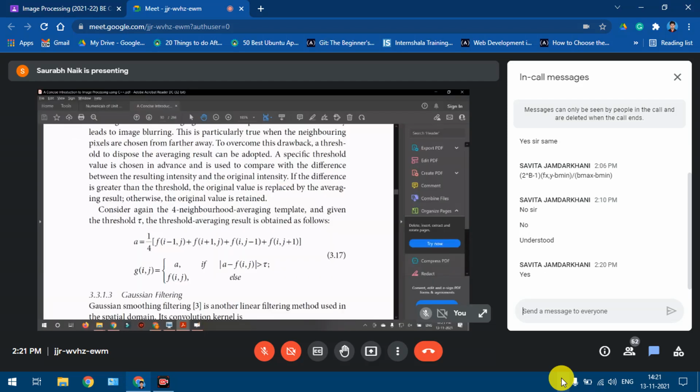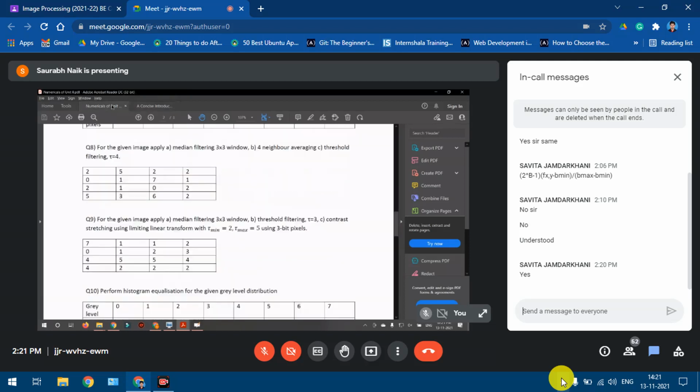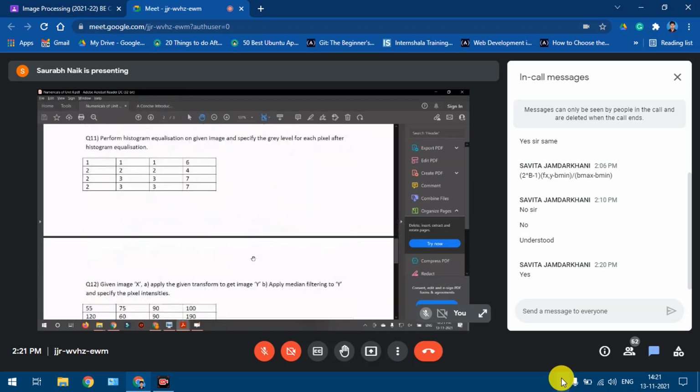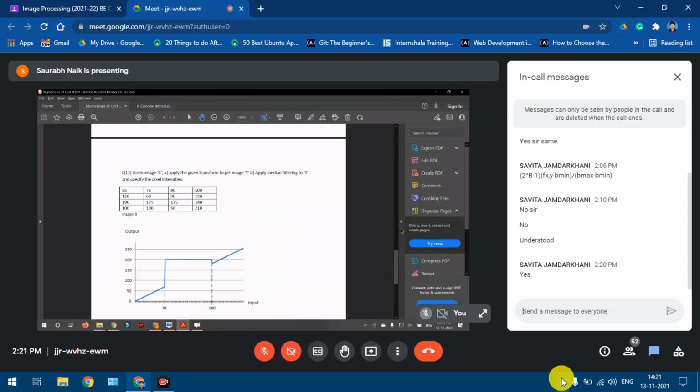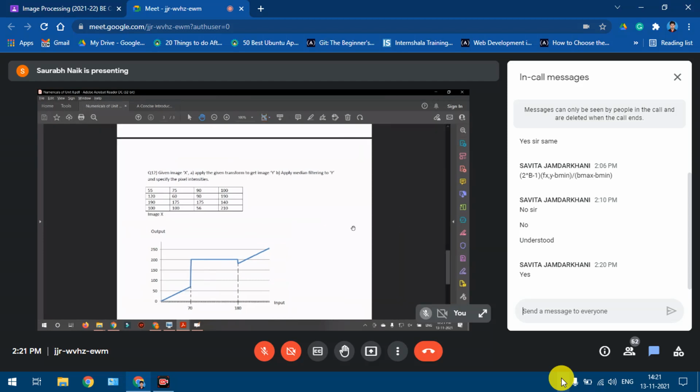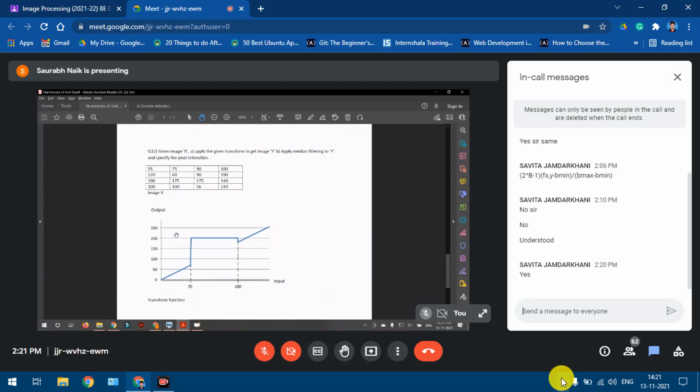Okay. One thing I want all of you to see is this particular one. If you all remember, I told you that one of the question papers had this particular numerical, wherein you are given the transform, that is, what will be the output pixels given a particular image. You're given the input as well as the output pixels, and the transform function is this.